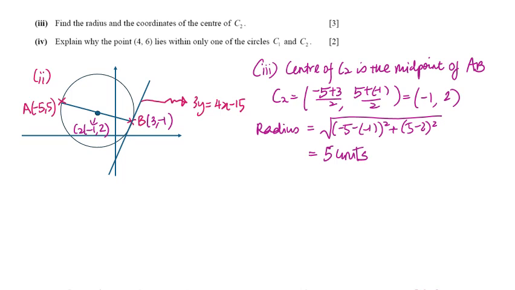For part 4, we have a point (4, 6), and we need to determine whether this particular point lies inside C1 or C2. So what's the concept here? How do you determine whether a certain point lies inside, outside, or on the circle? Basically, you just need to calculate the distance of the point from the center of the circle. If the distance is less than the radius, then it's inside. If the distance is equal to the radius, then it's on the circumference. If the distance is more than the radius, then it's outside. So this is what we need to do.